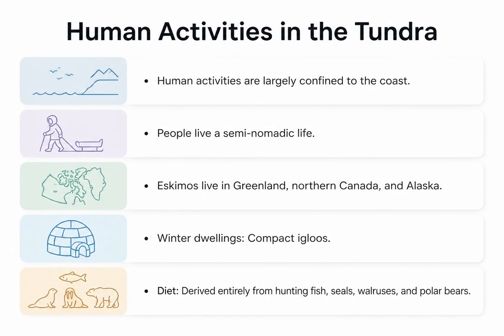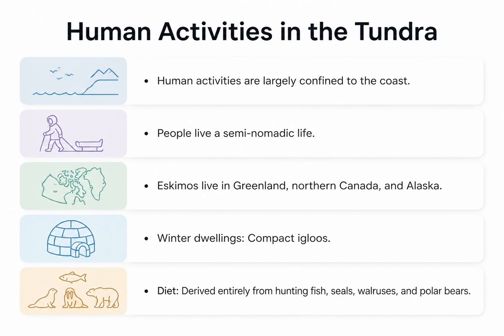Human activity in the tundra is sparse and largely confined to the milder coastal areas. The indigenous people, such as the Eskimos in Greenland, northern Canada, and Alaska, have traditionally lived a semi-nomadic life, perfectly adapted to the cold. During the brutal winters, they historically lived in compact, well-insulated igloos. Their diet is heavily reliant on the sea, consisting primarily of fish, seals, walruses, and occasionally polar bears, as agriculture is entirely impossible.